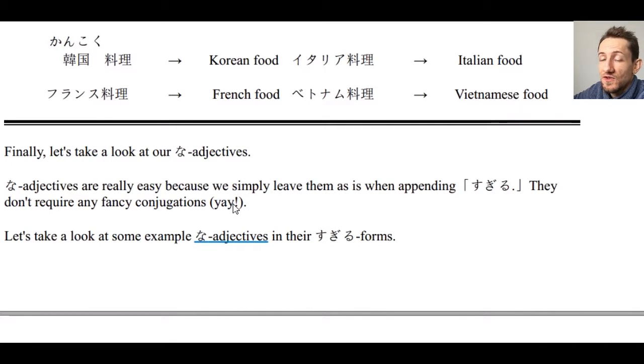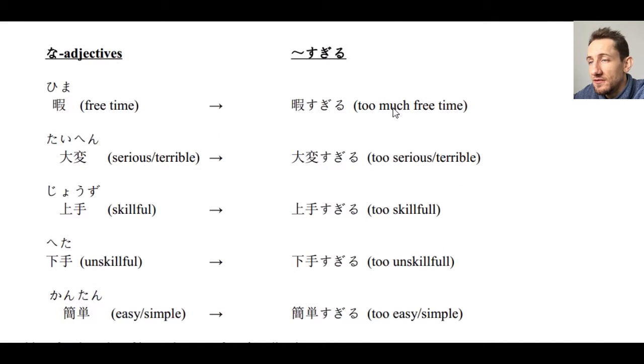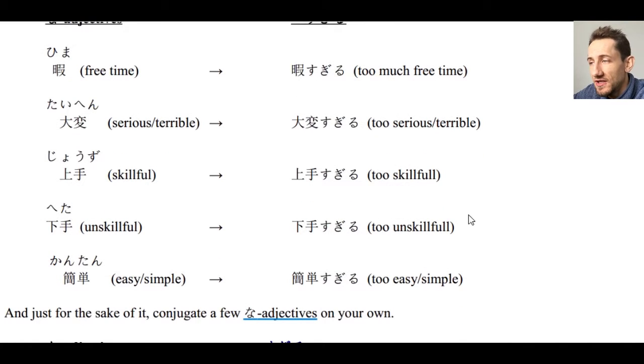So na-adjectives with sugiru is very, very easy. We don't have to do anything. We just append sugiru. So it'll look something like this. We have hima, hima sugiru. Taihen, taihen sugiru. Jozu, jozu sugiru. Heta, heta sugiru. Kantan, kantan sugiru. So this is kantan sugiru. Very, very easy. Just take the na-adjective and add sugiru. You don't have to do anything else. So it's very, very straightforward.